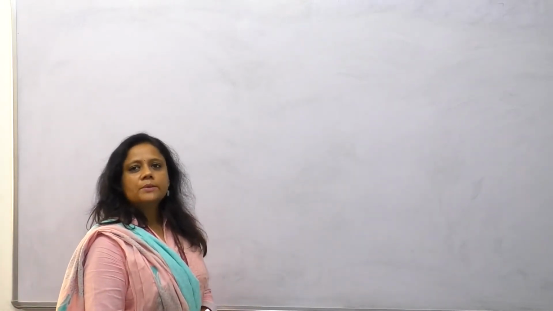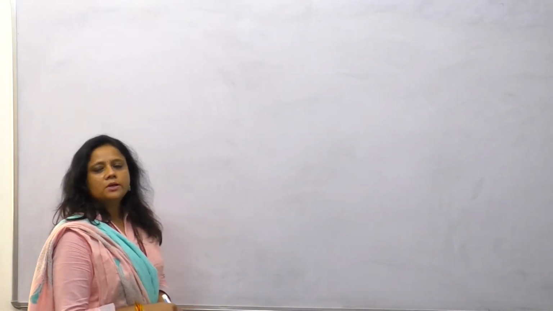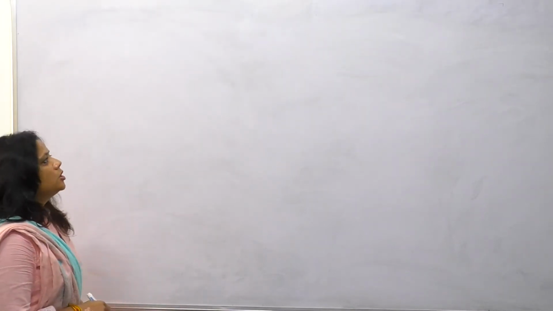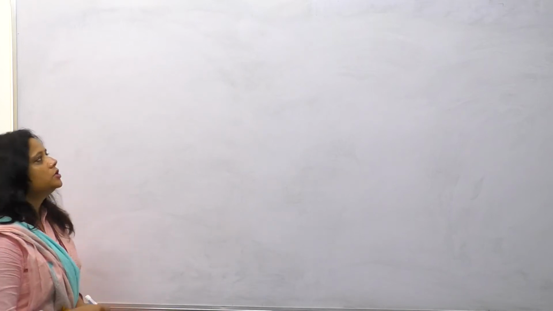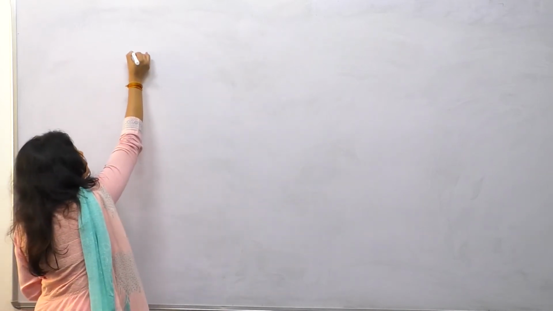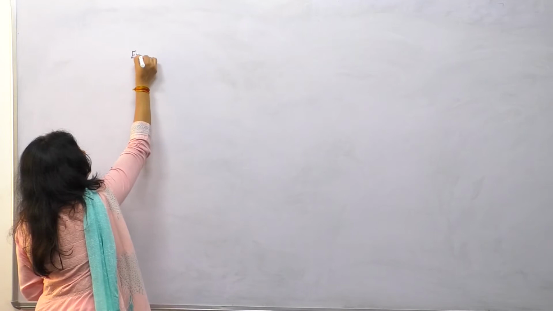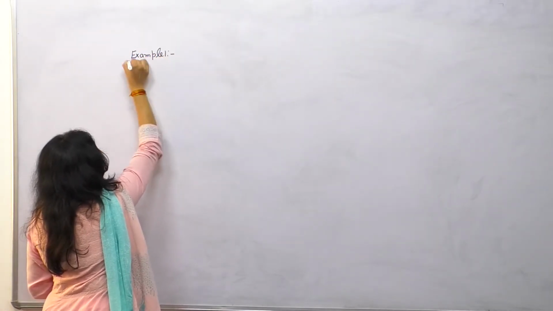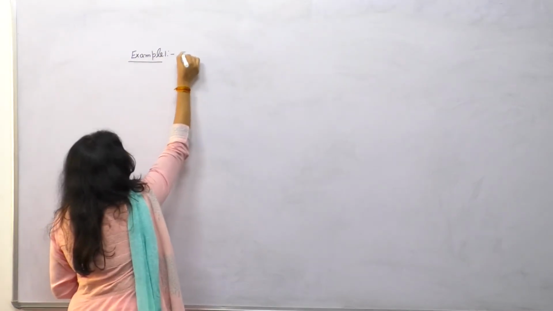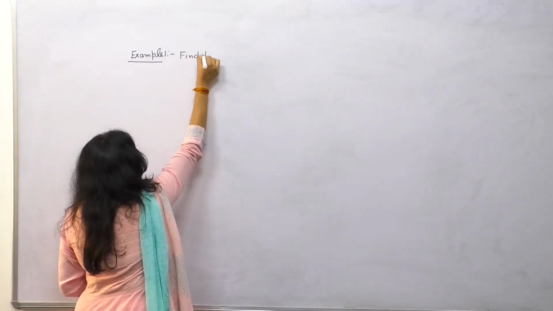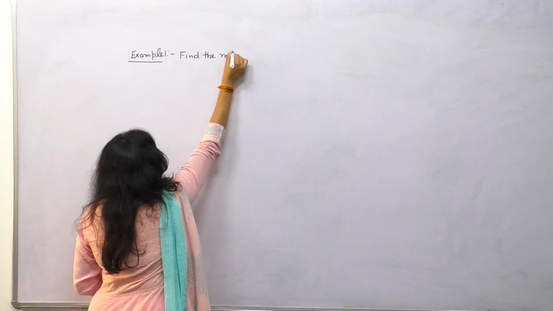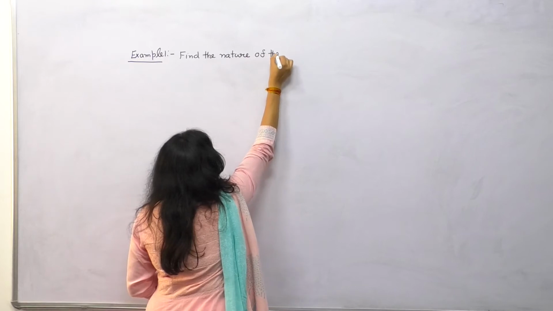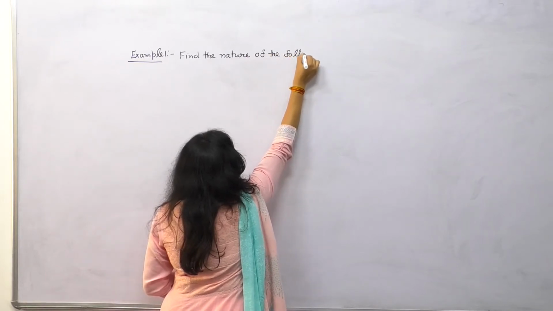We discussed the symmetric matrix and the skew symmetric matrix, and let us take some examples of symmetric and skew symmetric matrices. So the first example: find the nature of the following matrix.